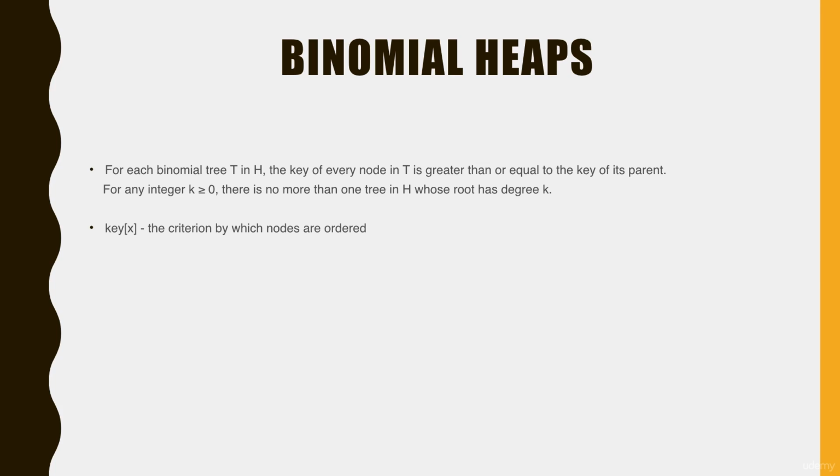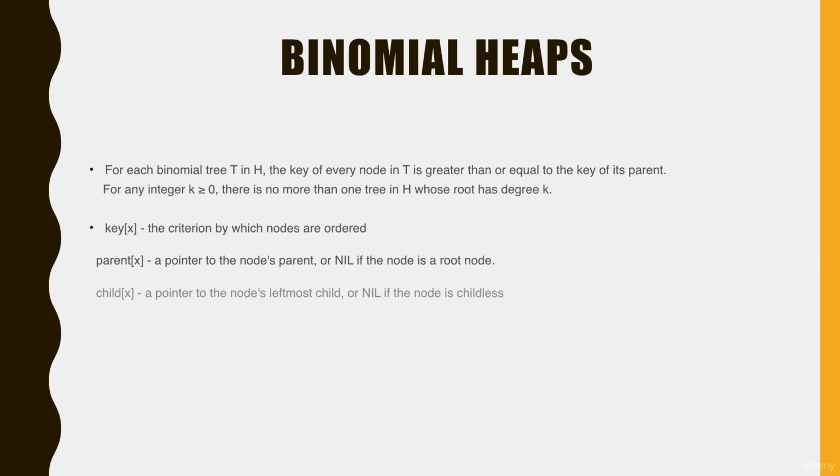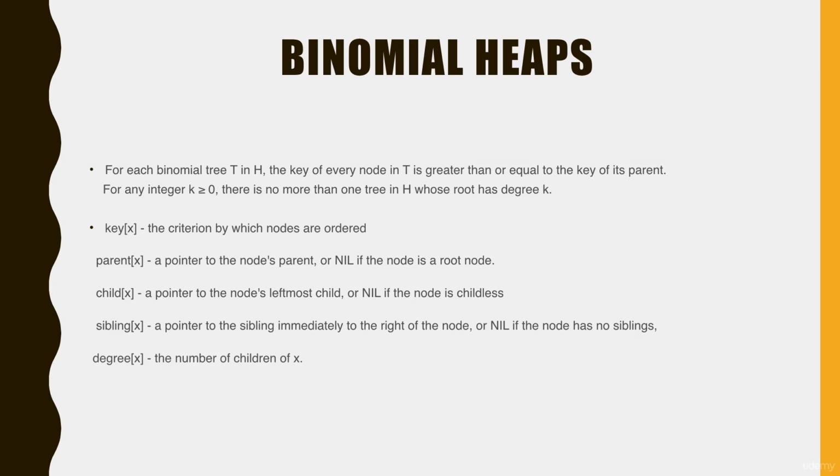The data, which is shown here, is maintained for each node X. Key of X is the criterion by which nodes are ordered. Parent of X is a pointer to the node's parent, or nil if the node is a root node. Child of X is a pointer to the node's leftmost child, or nil if the node is childless. Sibling of X is a pointer to the sibling immediately to the right of the node, or nil if the node has no siblings. Degree of X is the number of children of X.